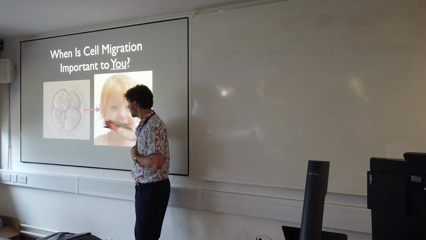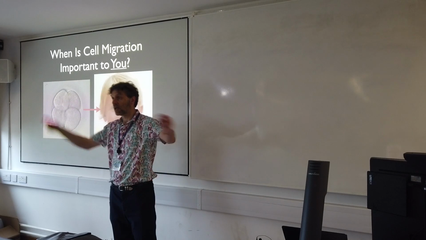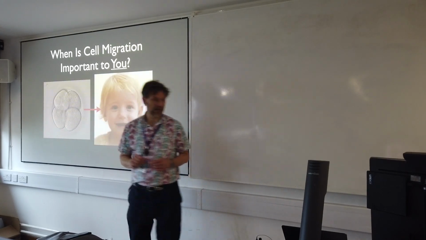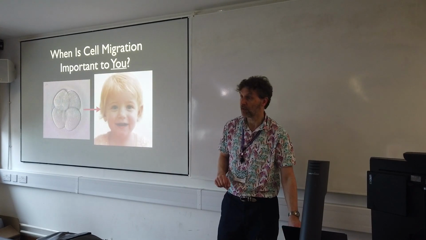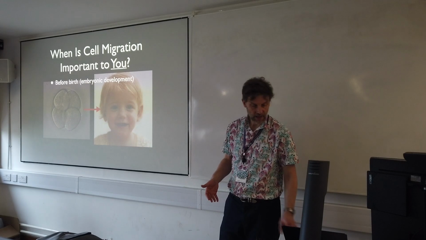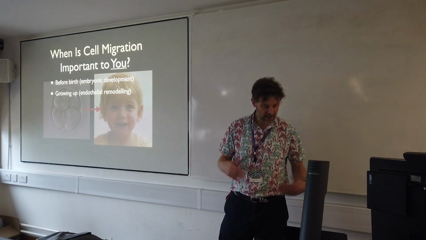What has to happen to go between these two is that all the different cells have to go in groups and layers, and they have to migrate against one another. And that's why you are the lovely complex shape you are. I'm not going to go into the details, but you need cells to move. And so before you're born, you need cells to move, but also at every time afterwards.